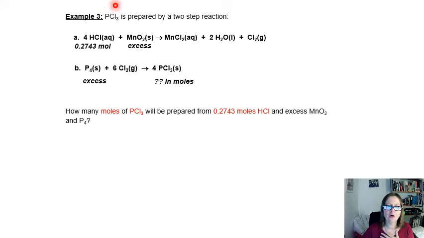Now phosphorus trichloride is prepared by a two-step reaction. HCl reacts with manganese oxide to give manganese chloride, water, and chlorine. Phosphorus reacts with chlorine to give phosphorus trichloride. The question is, how many moles of phosphorus trichloride will be prepared from 0.2743 moles of HCl, excess manganese oxide and excess phosphorus? So we're going to follow steps to answer this question.